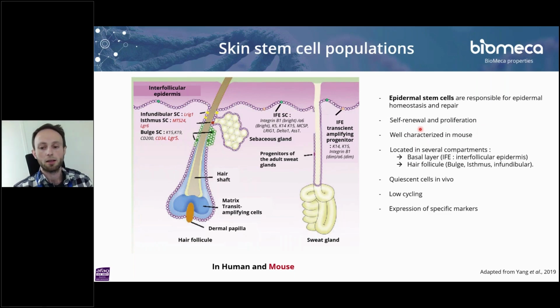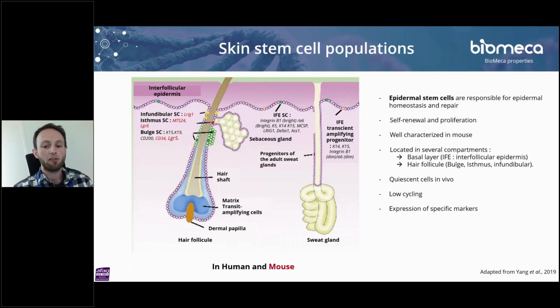However, it has been shown that stem cells are located either in the intrafollicular epidermis or in the hair follicle. On this scheme are indicated some proteins that are considered as markers of stem cells. Most of the stem cells in mouse have been found to be located in the hair follicle in three distinct regions, which are the bulge, the isthmus, and the infundibulum. The different markers specific to skin stem cells in mouse are colored in red, while in black are indicated the markers of putative stem cells in human skin.